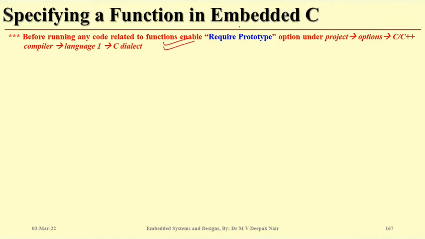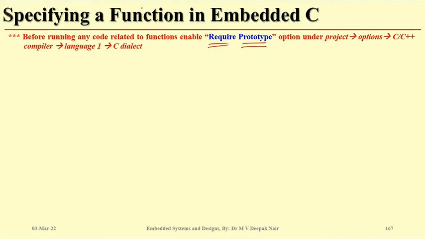Whenever you use any function, preferably require prototypes, or do use prototypes in the C program. This was introduced in the C99 version of the C programming language. So C99 introduced this concept, that you should always use prototypes of any particular function whenever you are writing a C program. We will come to how to use a prototype.